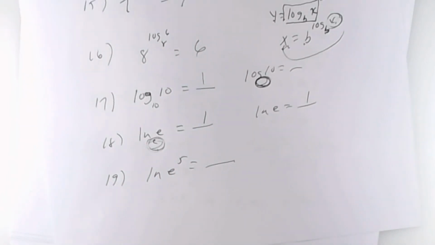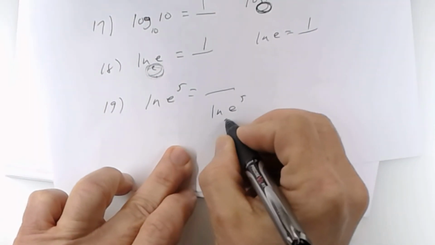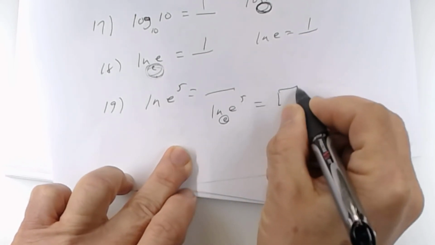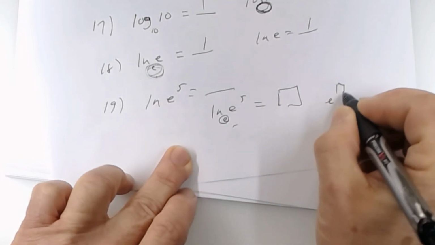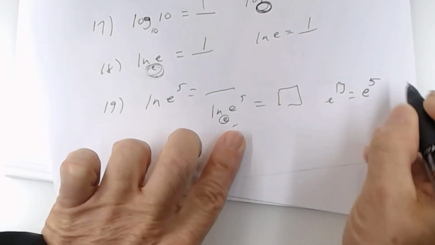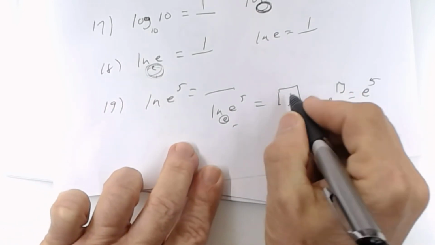What is the natural log of E to the 5th power? What do you think that equals? What do you think, guys? 5. Because the base is understood to be what? E. Right here, that's understood to be an E. So E to the box equals the argument. What's the argument? E to the fifth. The base is the same, so the exponents have to equal. So what's the box equal to? 5.